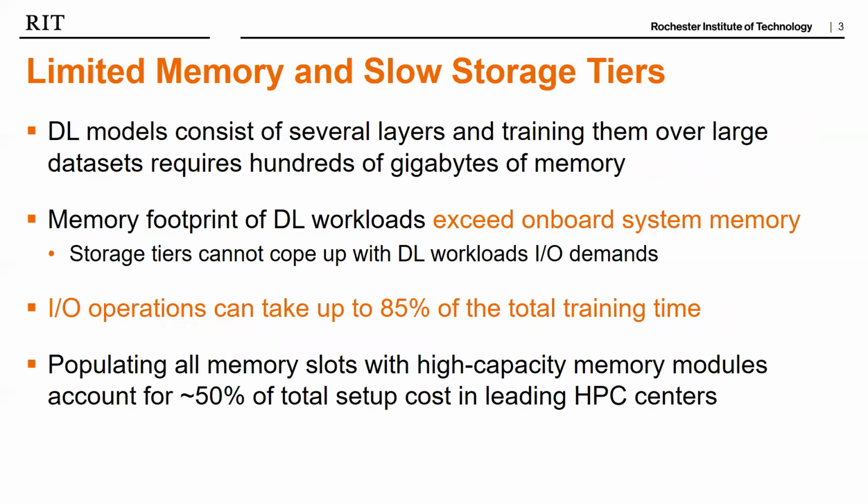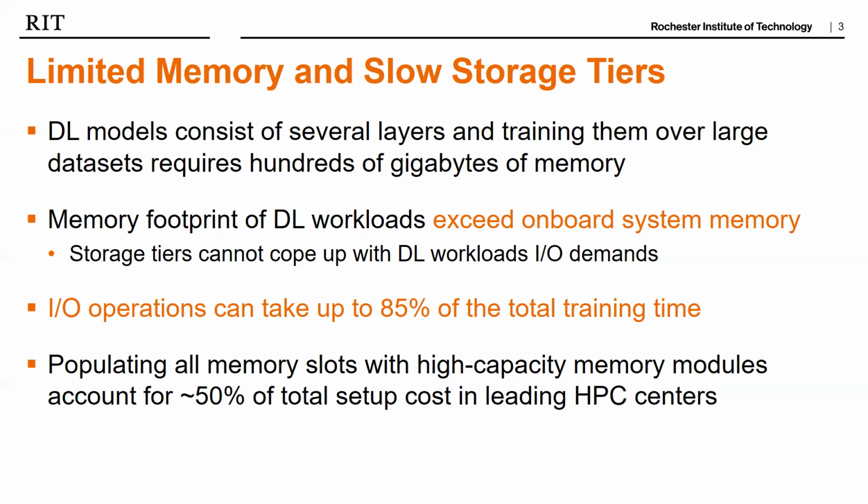In deep learning, we train models that typically consist of several layers over large datasets and require tens of thousands of gigabytes of memory. Similarly, limited memory availability on data center servers causes excessive swapping of data to the underlying storage, which cannot cope with the ever-increasing I/O demands of deep learning workloads. This results in increased training time, as the I/O operations can take up to 85% of the total time.